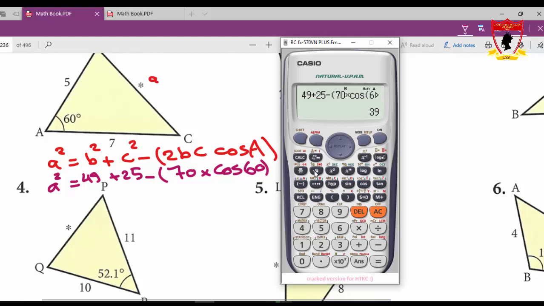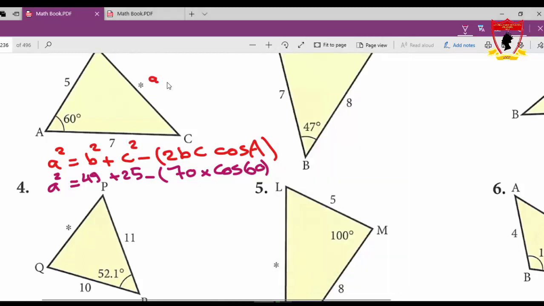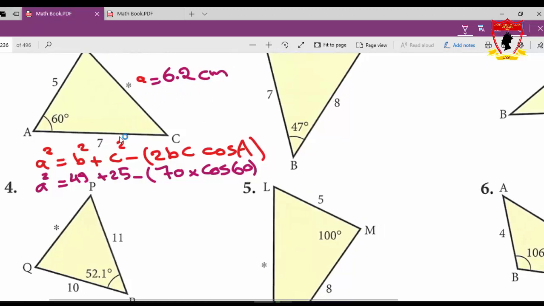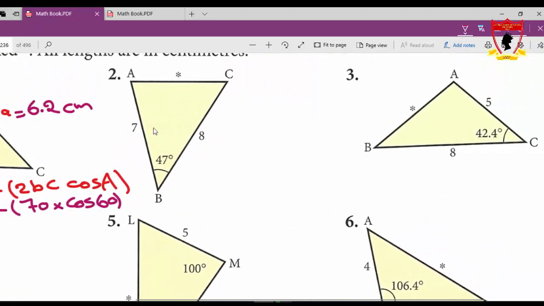A is the square root of 39, which is 6.24. A is 6.24, 6.2 centimeters. We got this missing side, which was required from the question. Now question 2.